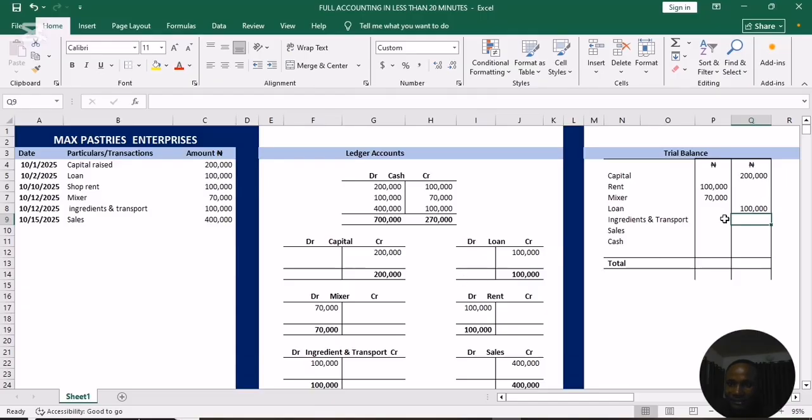Then the ingredients and transport. We'll bring it up, you hit your equal to, and definitely it is a debit entry. So you hit it this way. So the next, our sales. Our sales is a bunch of money, 400K.